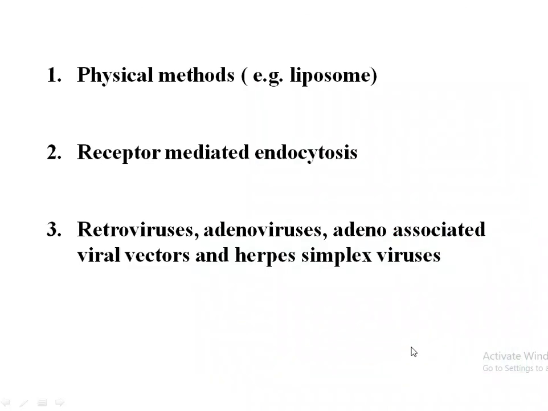Some of the commonly used vector systems for gene delivery include physical methods, for example the use of liposomes, receptor-mediated endocytosis, retroviruses, adenoviruses, adeno-associated viral vectors, and herpes simplex vector. These vectors differ in how well they transfer genes to the cell, which cells they recognize and are able to infect, and whether they alter the cell's DNA permanently or temporarily.